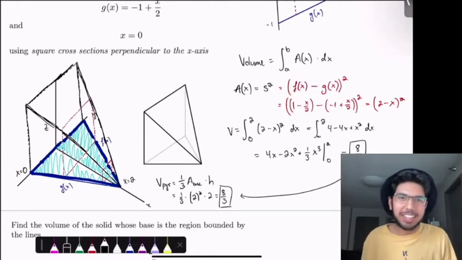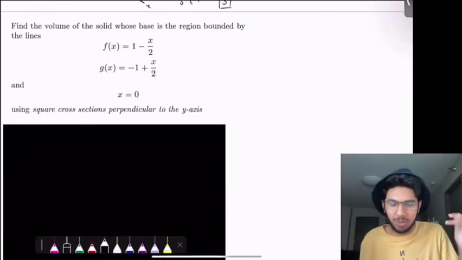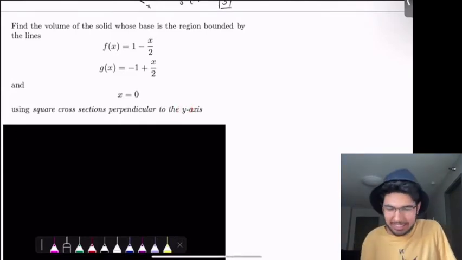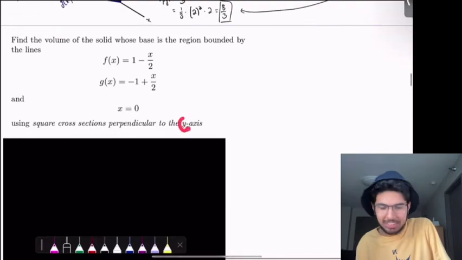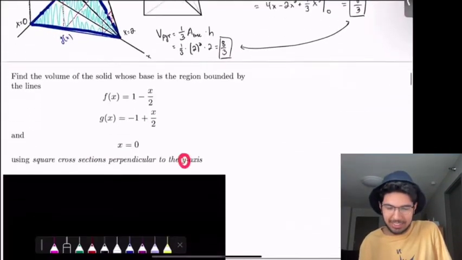Okay, hopefully you got the hang of it. Let's do a couple more problems. So this problem, same exact curves. The only difference is now we have to do perpendicular to the y-axis. That's literally the only thing that changed. This letter went from x to y. Everything else is exactly the same.